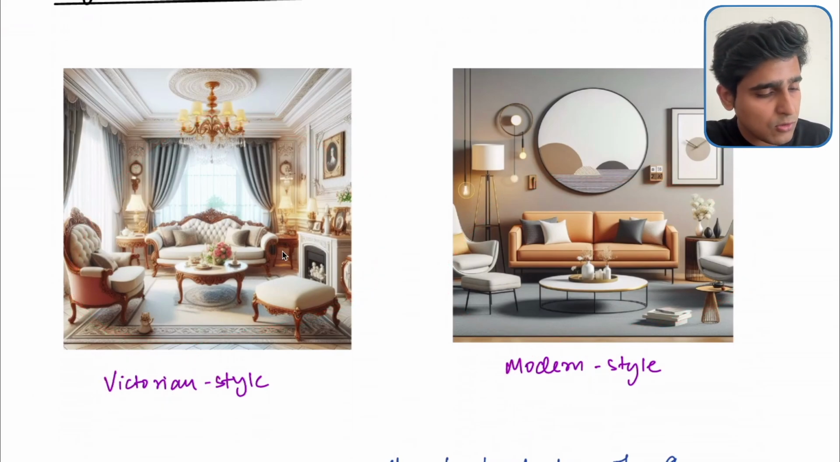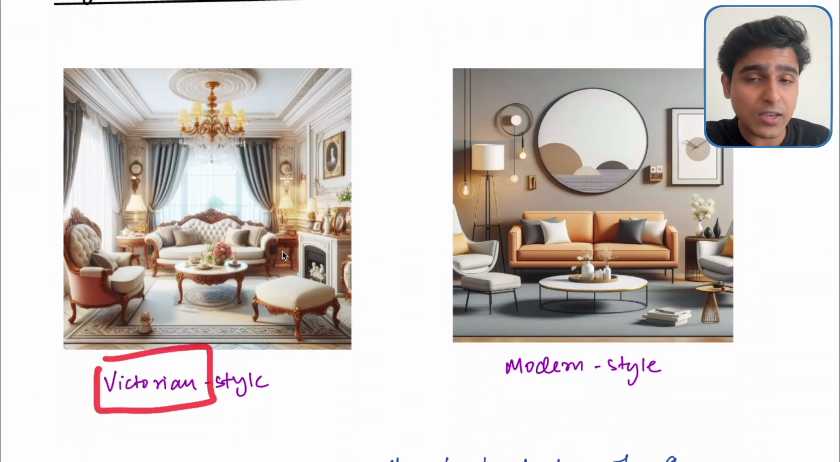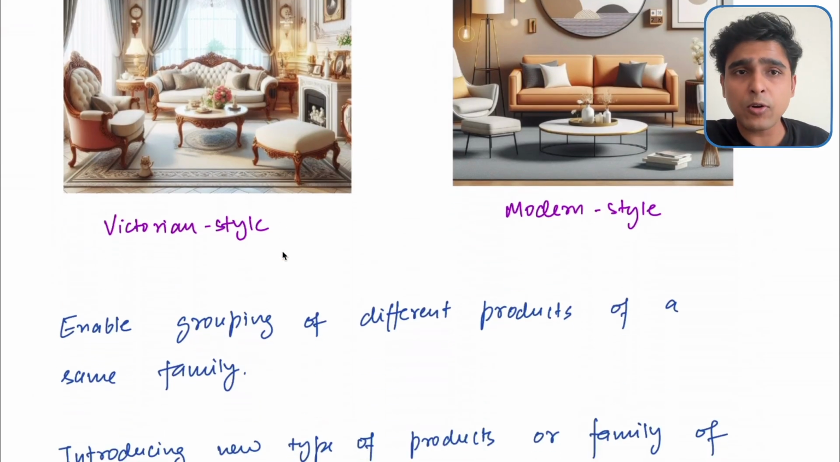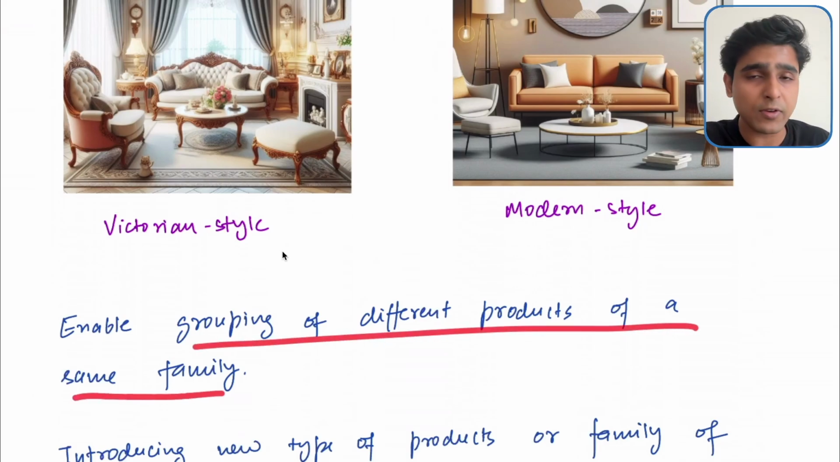So we can consider them as families. So we have a Victorian family furniture and modern furniture family, right? And in Victorian we have three type of furnitures: chair, sofa, and table. Similarly in the modern style furniture. So let's say we have this, we have to create a program which can simulate this. So first of all, what we want is we want grouping of different products of a same family.